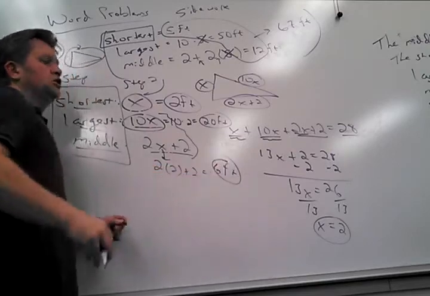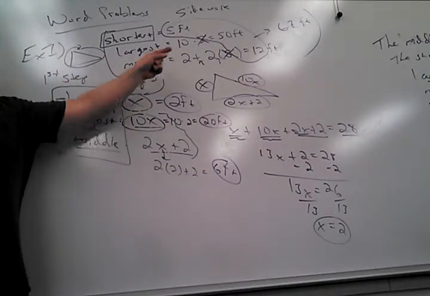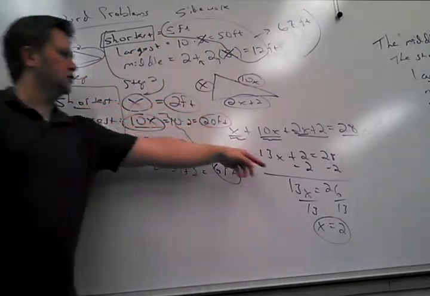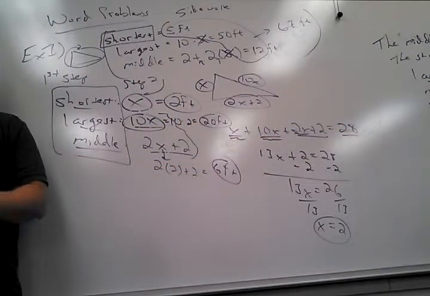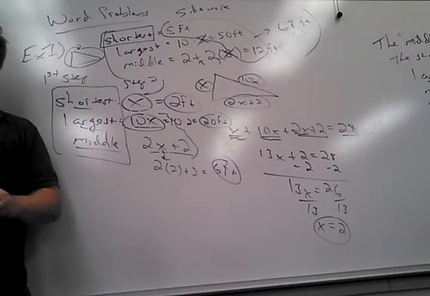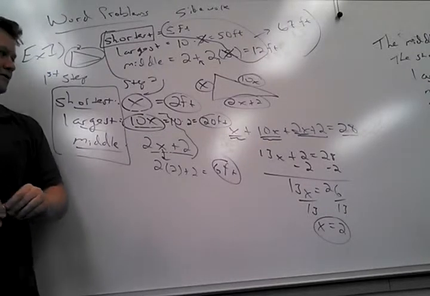And to check, you can always check your answer. Perimeter is supposed to be 28. So if you add these up, you do get 28. Linear feet? Yes.